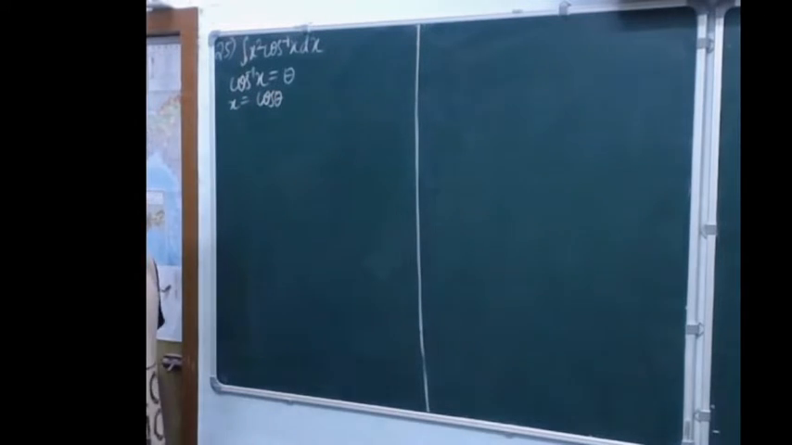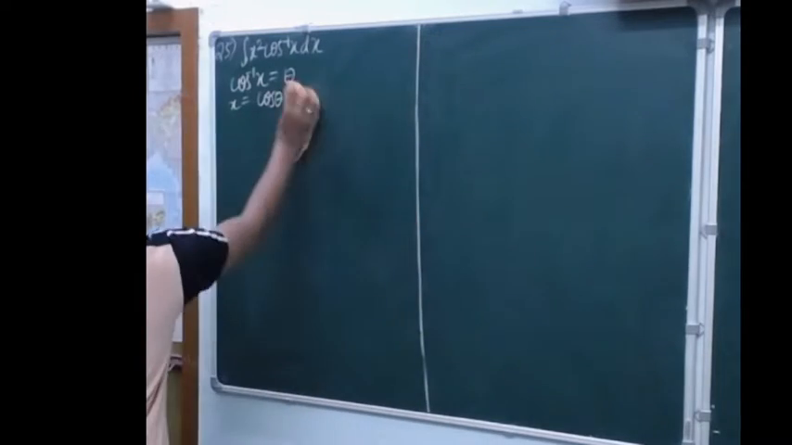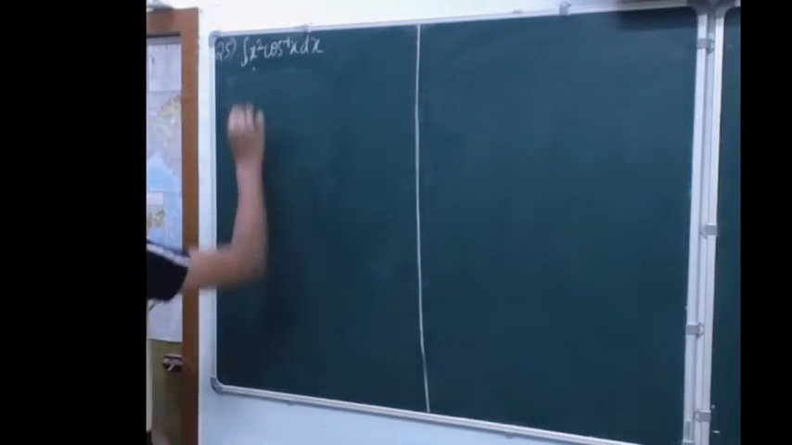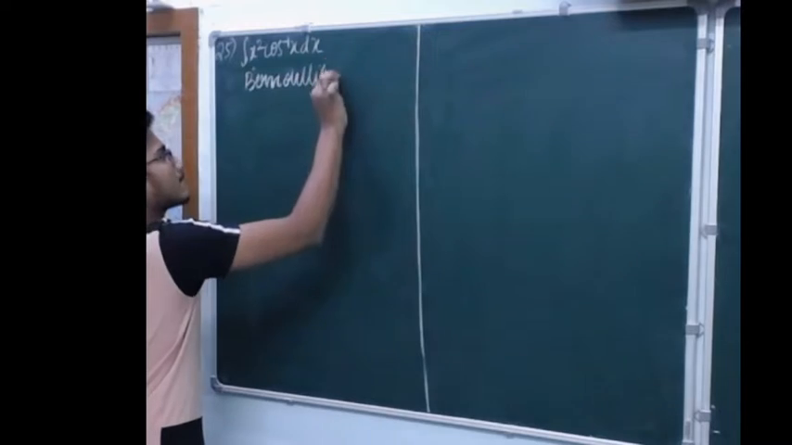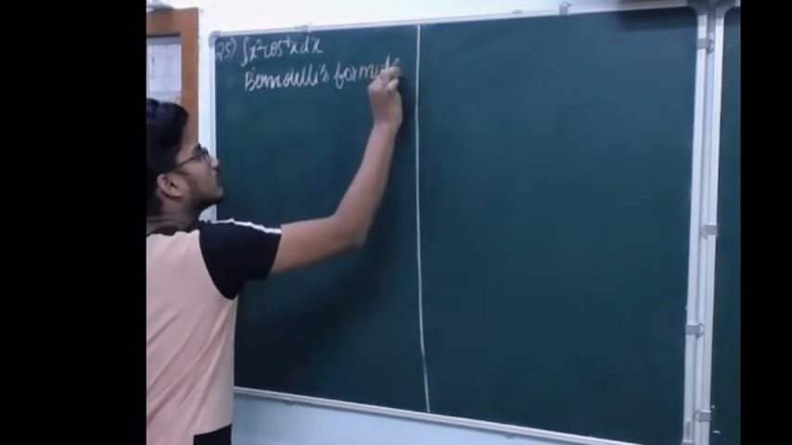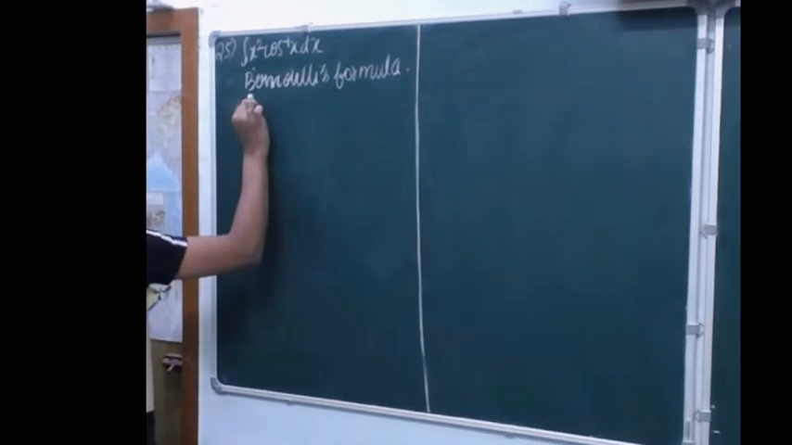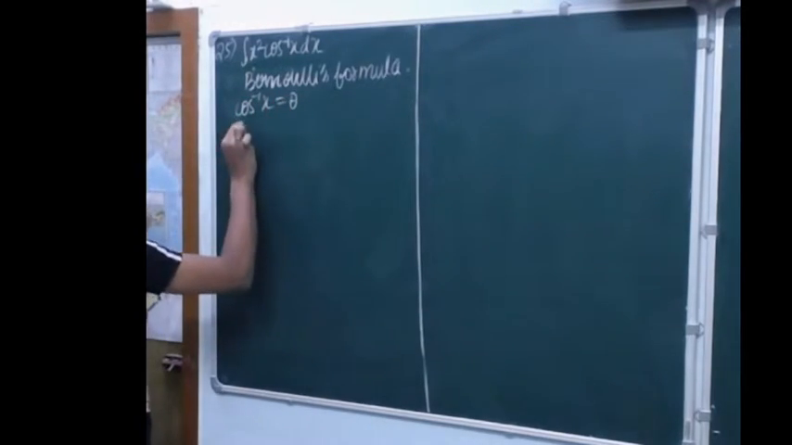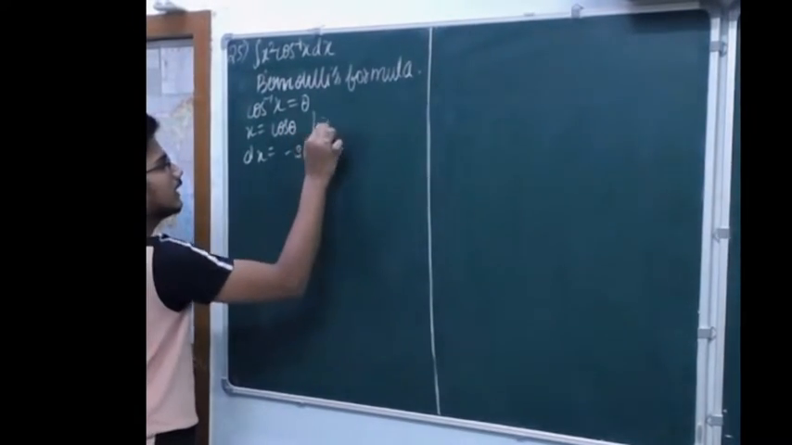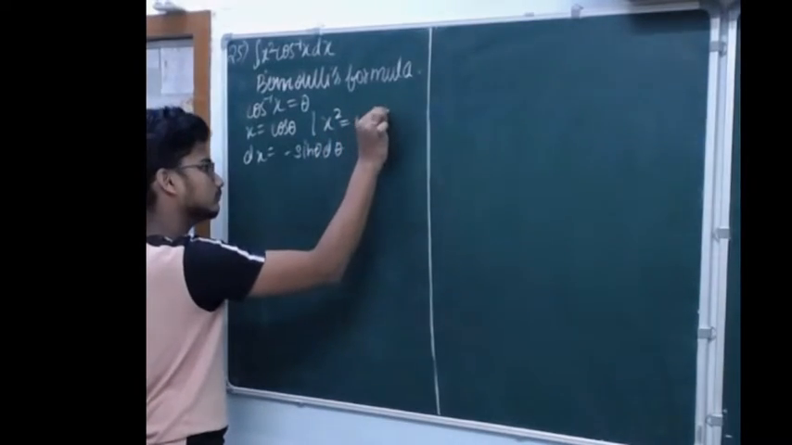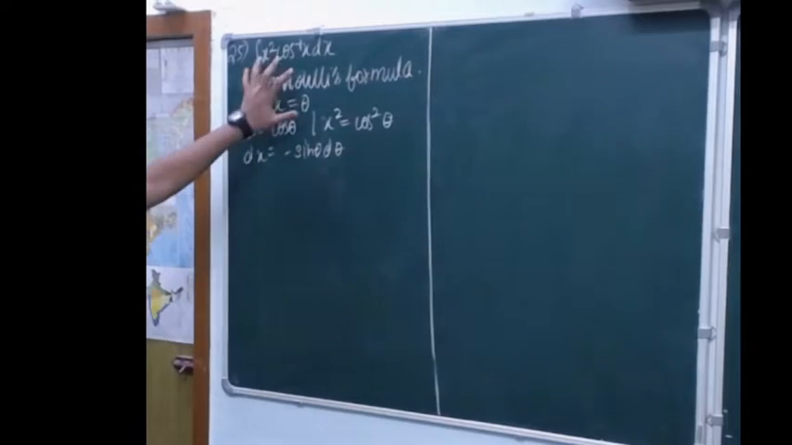Hari, let me interrupt. What method are you going to adopt? Bernoulli formula. You can mention that, Bernoulli's formula. So I am going to adopt the method, Bernoulli's formula. So I am considering cos inverse of x is equal to theta, then x is equal to cos theta, and also dx is equal to minus sin theta d theta. From here x square equal to cos square theta. I am going to substitute all these in this equation.